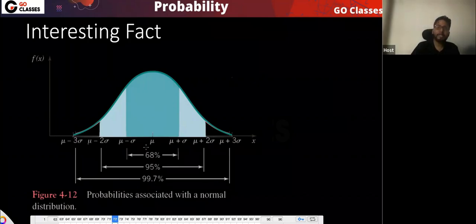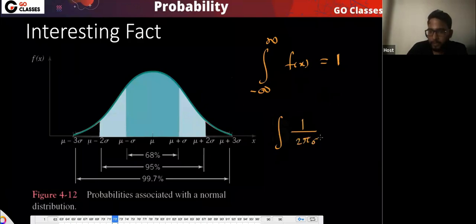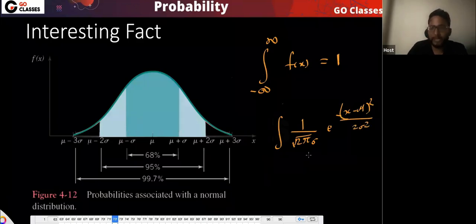So this fact says that suppose you find out the area in between mu minus sigma and mu plus sigma. See, the complete area, you know that minus infinity to infinity, this f(x), the complete area is 1, right? That's what you know. Now suppose instead of this f(x), if I put whatever is this formula, do you remember the formula? 1 upon square root of 2 pi sigma, e to the power minus (x minus mu) whole square upon 2 sigma square, something like this, right? So suppose you integrate this from minus infinity to infinity, then you are getting it 1.